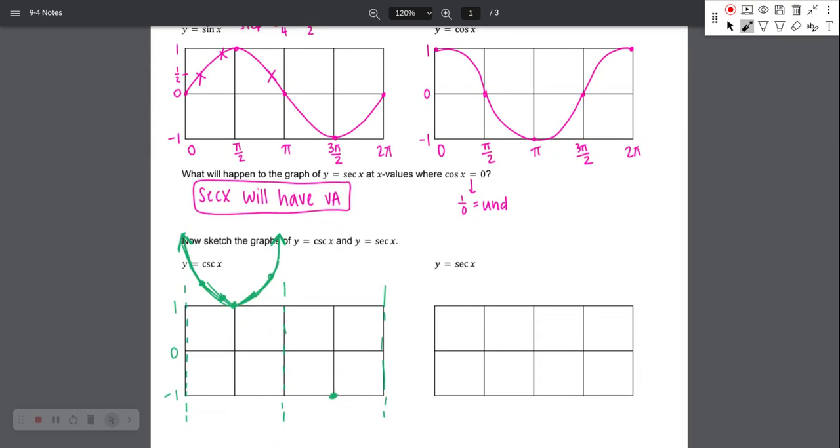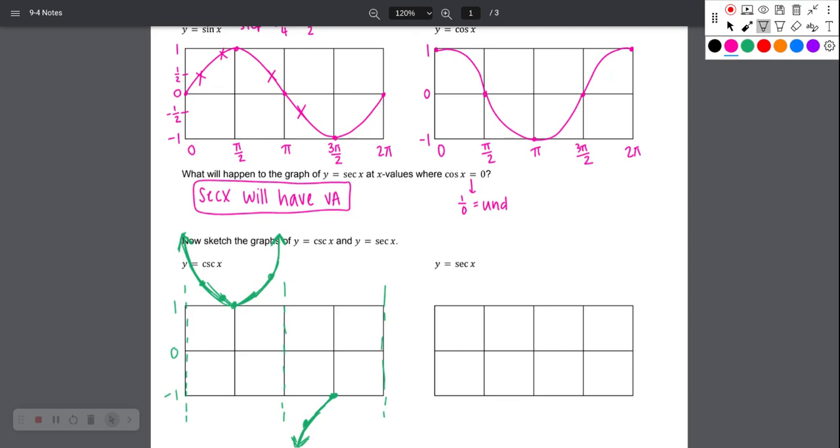Let's look at the other side of the vertical asymptote too. Picking a random point on our sine graph, if I picked this point right here, that could have a y value of negative a half. The reciprocal of negative a half is negative 2. So this point at the same theta value is now going to be at negative 2. So we're approaching the vertical asymptote from this side of it, pointed down towards negative infinity.